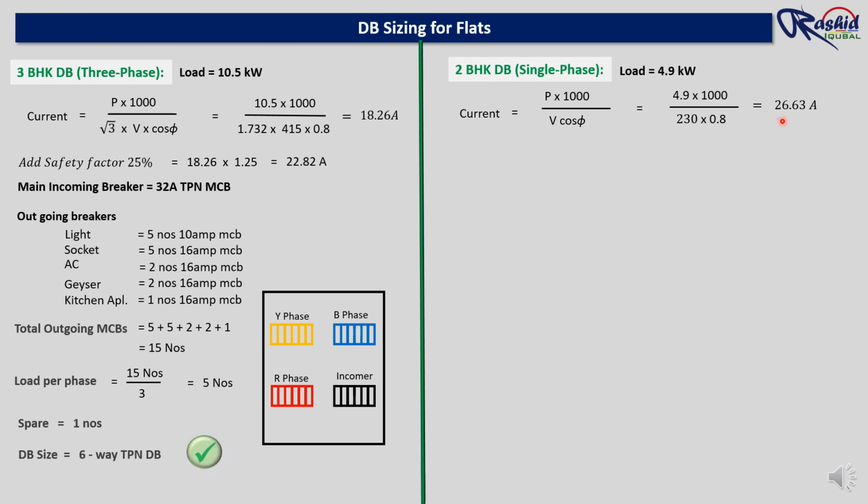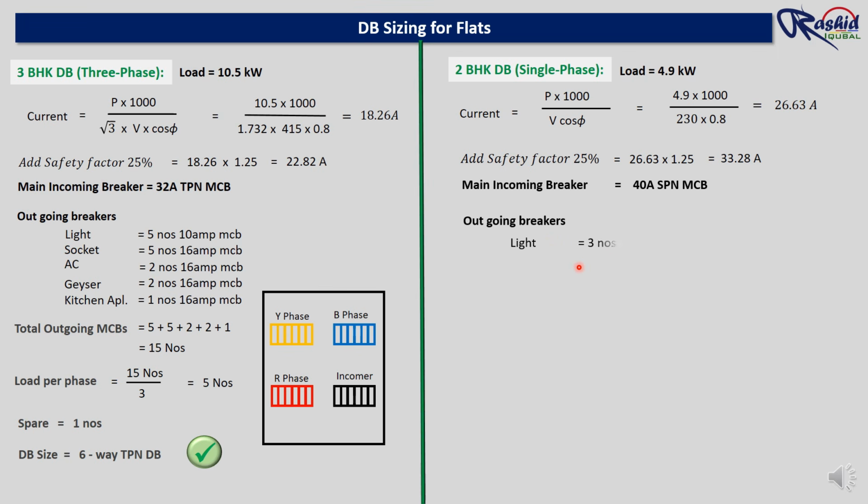The total current is 26.63 ampere. Let me add 25%, this is for safety factor. Current will be 26.63 ampere multiplied by 1.25 equals 33.28 ampere. So the next standard size is a 40 ampere SPN MCB. This is a single phase neutral MCB. So this is the main incomer of the 2 BHK flat DB.